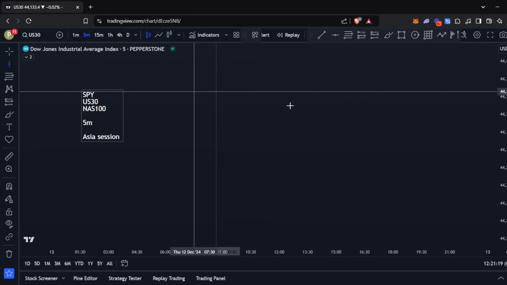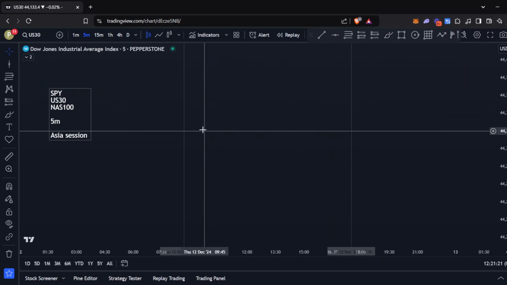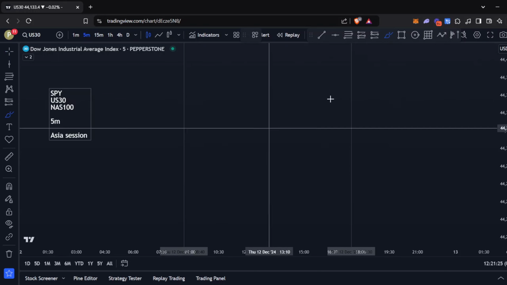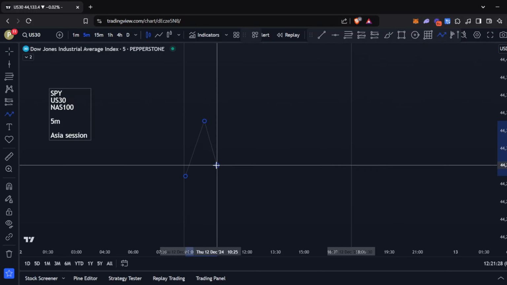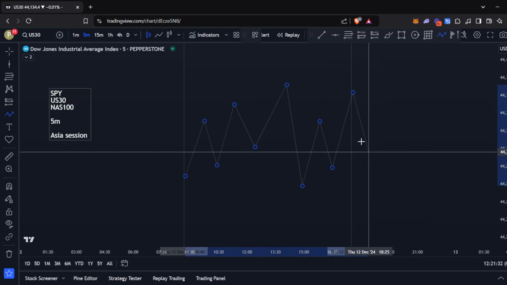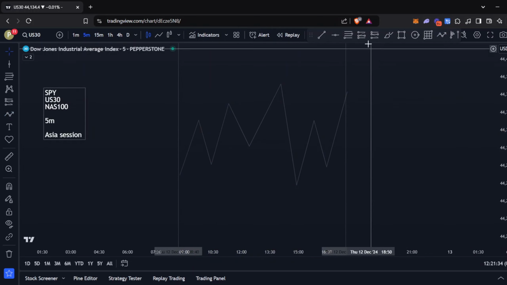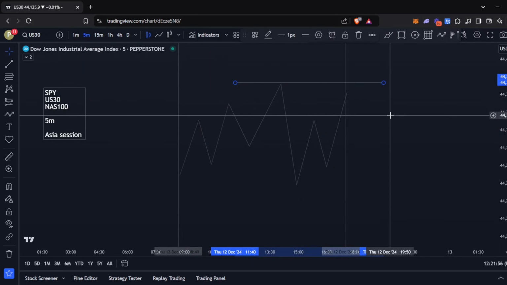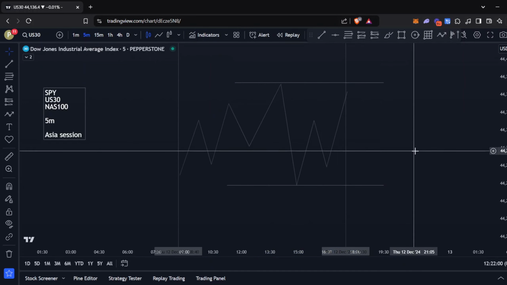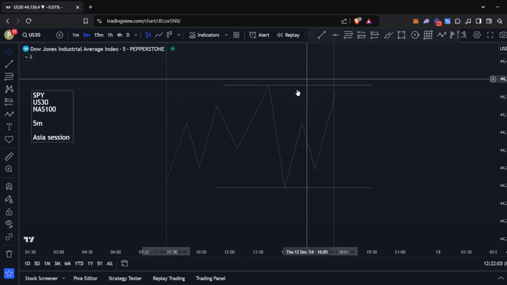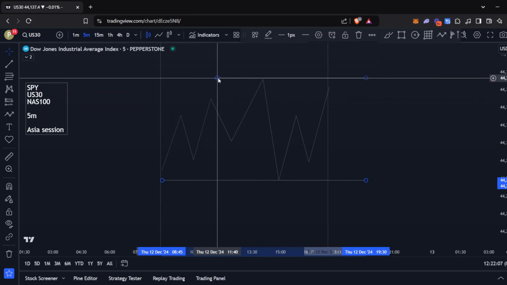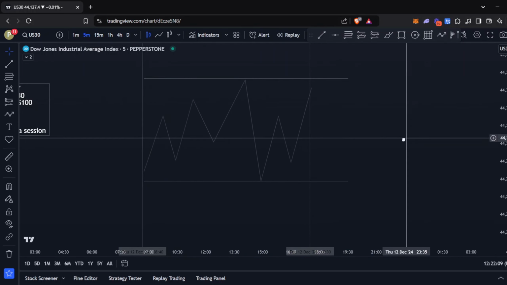So let's give you an example of exactly what we're going to look for. So let's say this is midnight and this is 7 a.m. UK time. Now, inside of this time, we don't really care what price has done. We just want to see how it has built up, right? So here we go. The Asia session range has now closed. We now know that this is the highest point that the Asia session range reached, and this is the lowest point that the Asia session range reached. So now we're going to identify the high and the low of the Asia session range, and that is it. We're not going to do anything else. We're simply just going to identify the high and the low.